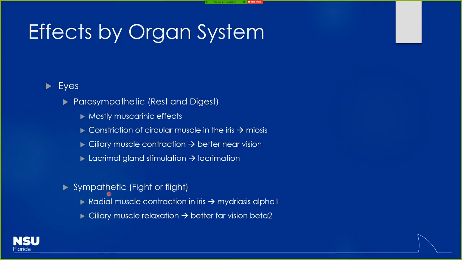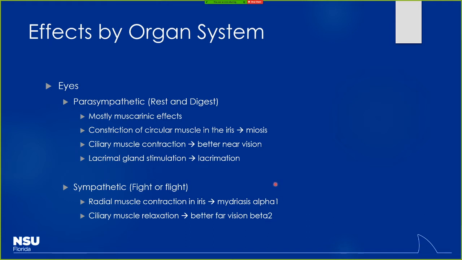The other way we could affect this, though, is with the sympathetic nervous system. So we can do things like cause radial muscle contraction that causes mydriasis through alpha-1 receptors, or we can also cause some ciliary muscle relaxation, which again helps with accommodation via beta-2 receptors. So it's still norepi affecting the system here, but it depends on the receptors that it's hitting, right? So in this case, alpha-1 receptors tend to constrict smooth muscle. We'll find beta-2 tends to relax smooth muscle in a lot of situations.